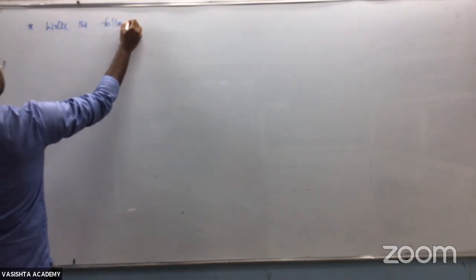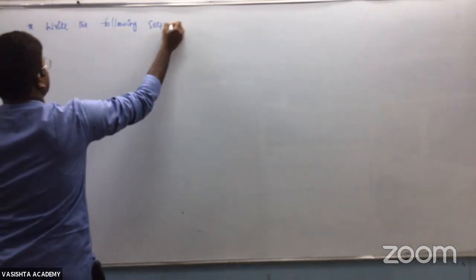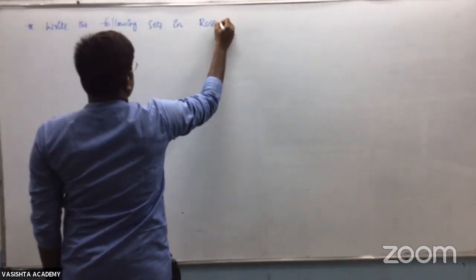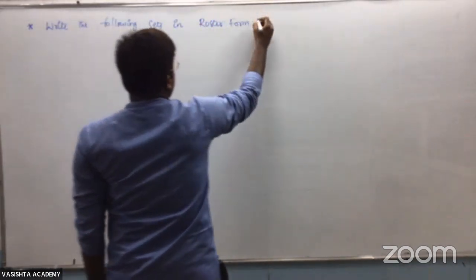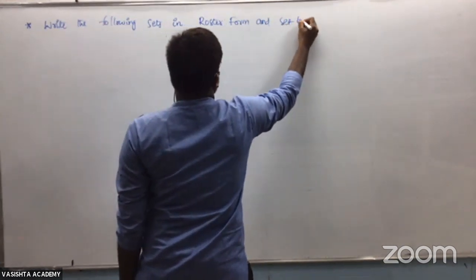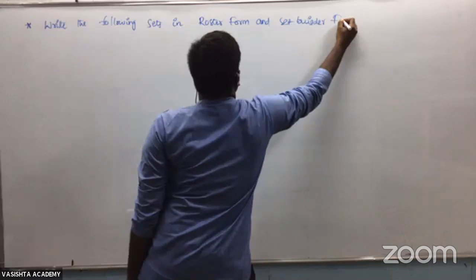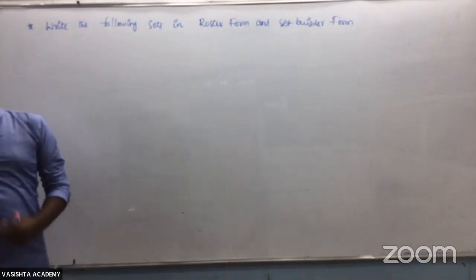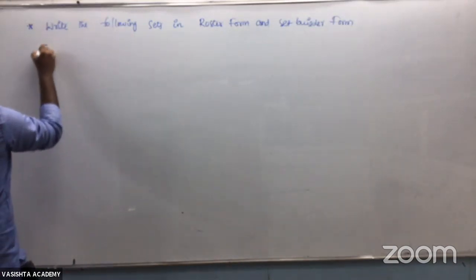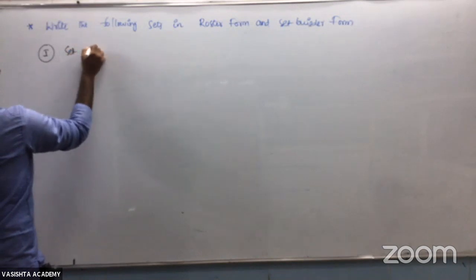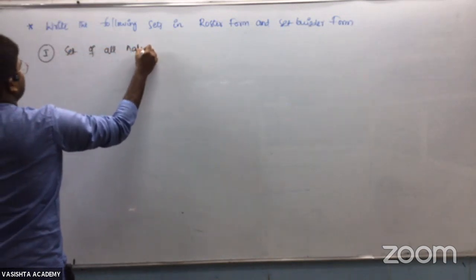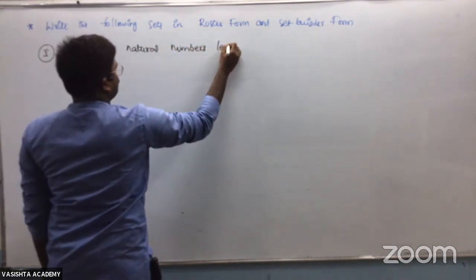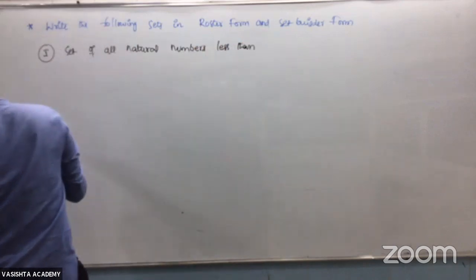Write the following sets in roster form and set builder form. There are some 4 to 5 examples. First question: set of all natural numbers less than 7.